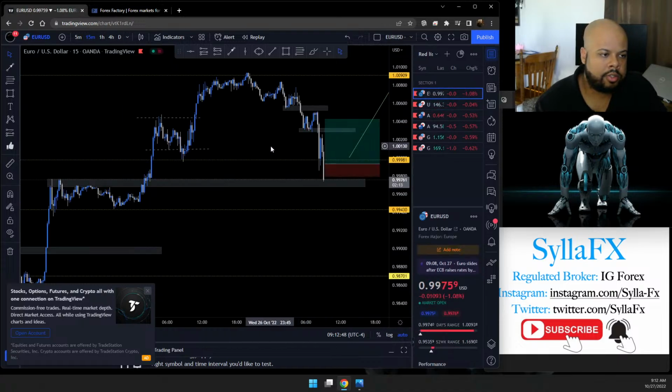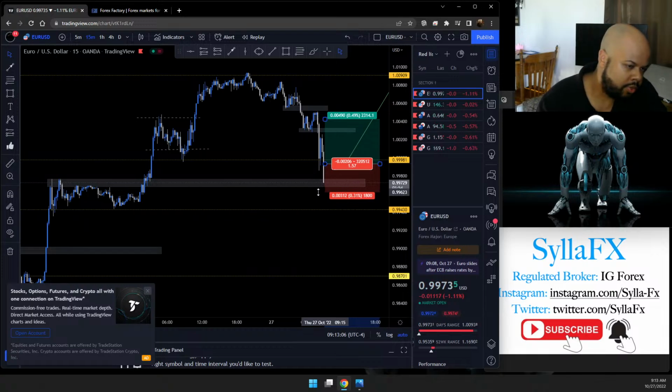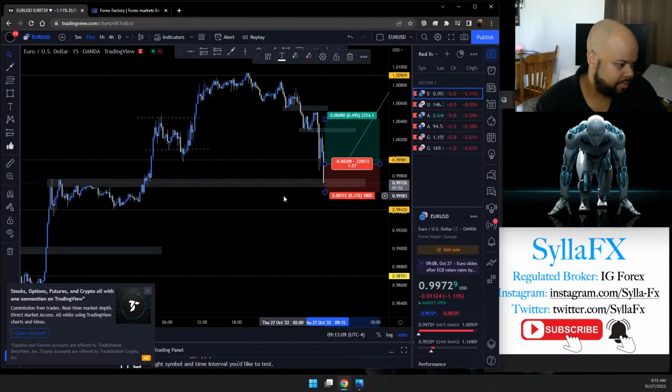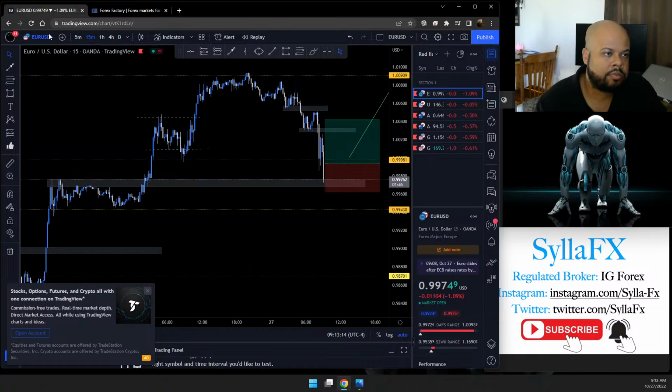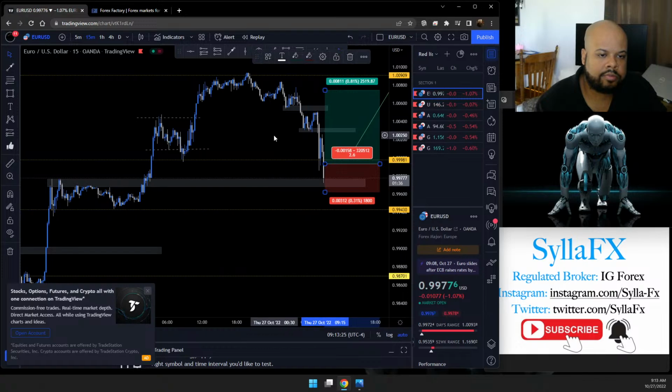The euro dollar, we definitely came down to this level here. So this is where we're looking for a rejection. I haven't set my stop loss on the other side yet, so it's kind of widening up a little bit. Let's see if we do get some rejection here. Stop loss is going to be right below that level. So let's see what we get. Take profit is gonna be, I'm gonna aim for right up here, about 80 pips on that one here.